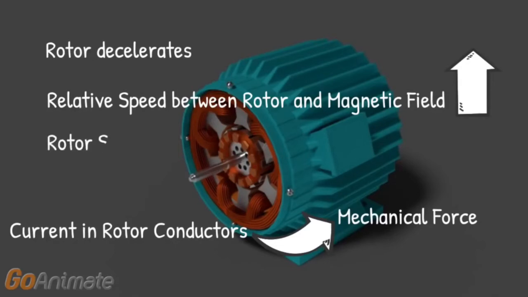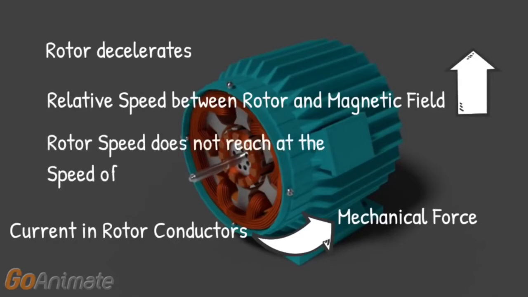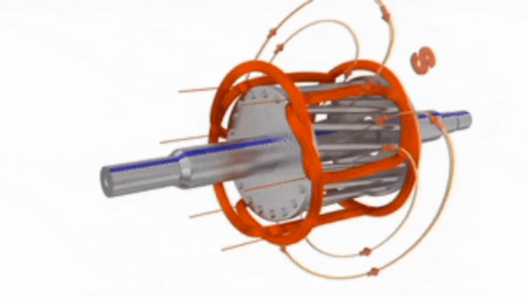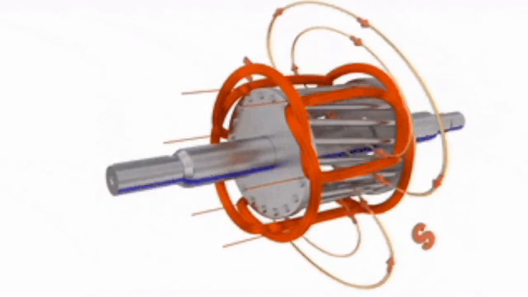Due to this phenomenon, the rotor will never reach the speed of the rotating magnetic field, and also the rotor will not stop rotating as long as the three-phase power is there in the stator. This is how a three-phase induction motor works.